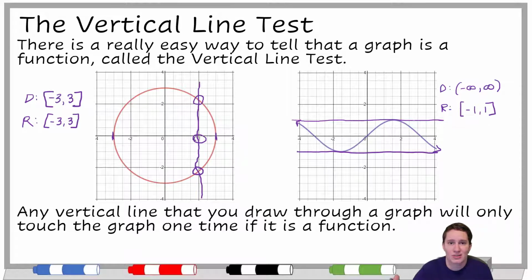Okay, so we're going to look at some examples using points, equations, and graphs, and it's going to be a really great time. Check it out.